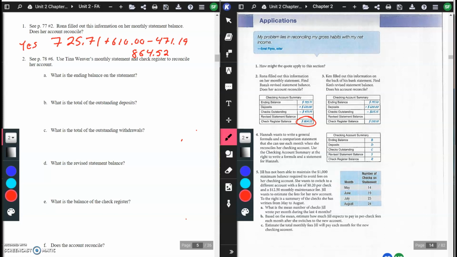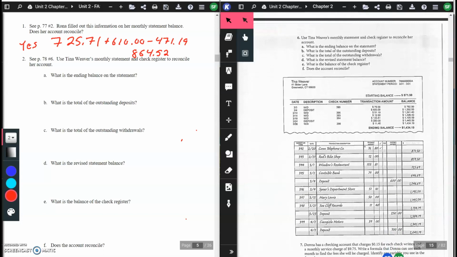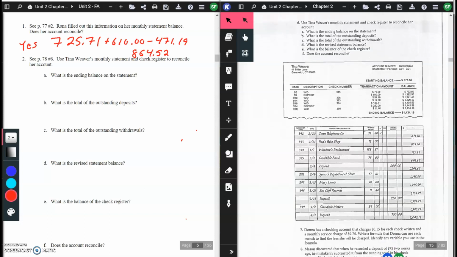Okay. Next, we're going to look at problem number 2, which is on page 78. All right, number 6. Okay. It says use Tina Weaver's monthly statement and check register to reconcile her account. Okay, so this is what we have over here at number 6. Okay, it says what is her ending balance on the statement? What is the total outstanding deposit?